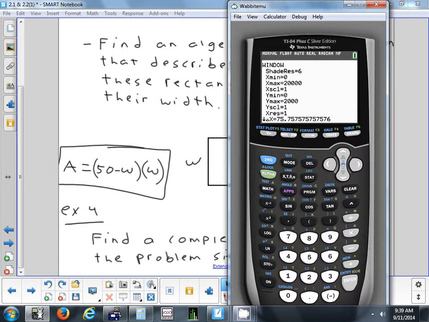Now we got to think about our window a little bit. That's certainly not a good window for this problem. So remember, X represents our width. Is 0 a good minimum for the width? What do we think? Or should we have it lower? Do we have negative width? No, we can't have negative width.